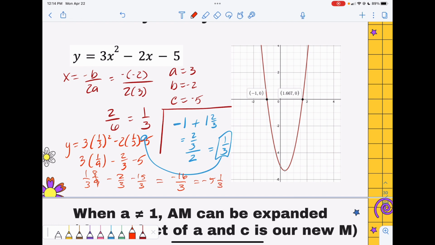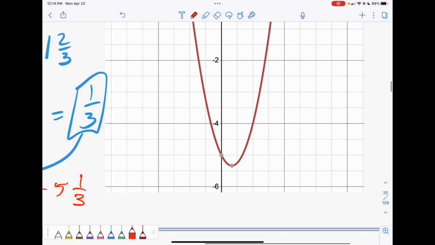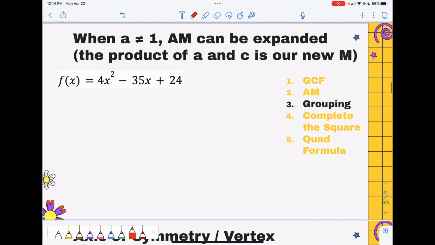And we can see on the graph here, I'll zoom in, this is negative 5 here. And negative 5, it's less than negative half. So yeah, negative 5 1/3. Great. All right, let's try another example.